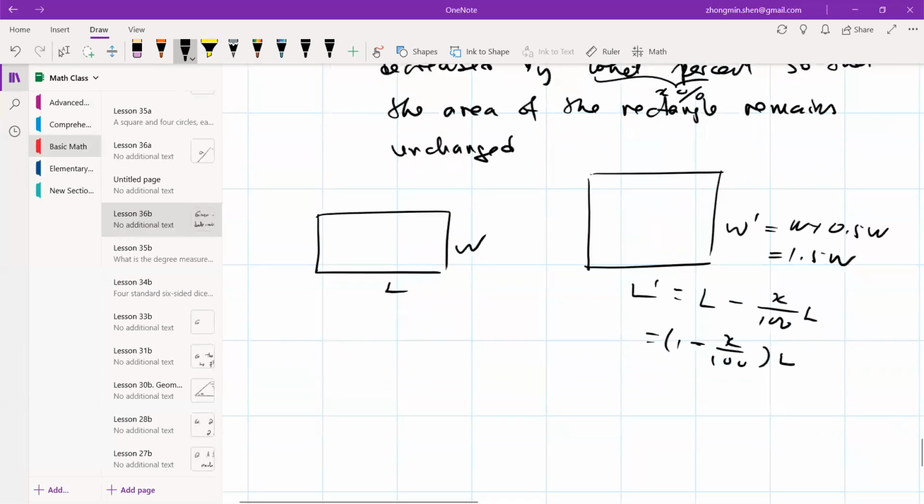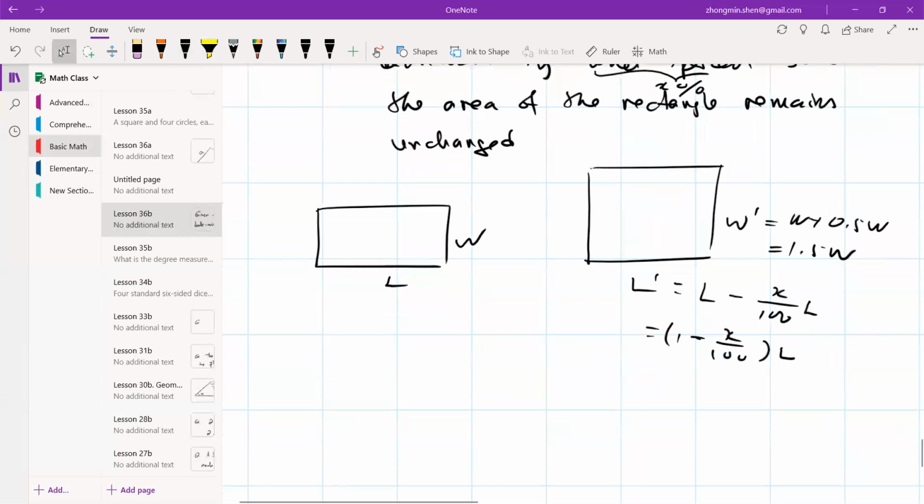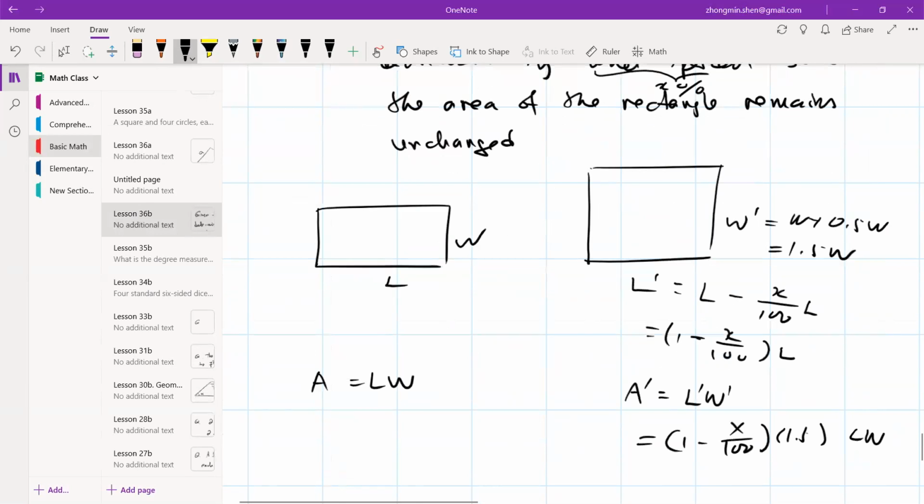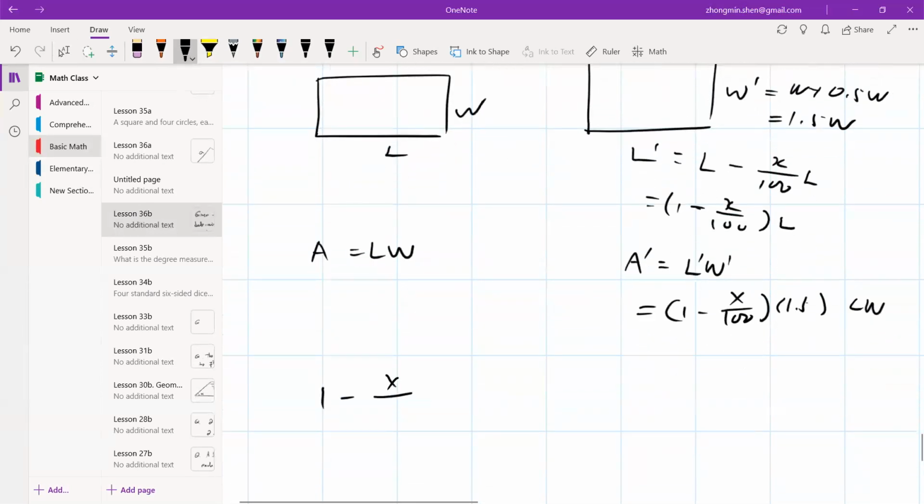Okay, so the area remains unchanged. So the original area is going to be LW. The new area is L prime times W prime, which is going to be (1 minus X over 100) times 1.5 LW. Now remains unchanged means this factor should be equal to 1. Otherwise the area will be changed, right? Because this is the original area, A. So there's a factor times A there, right?